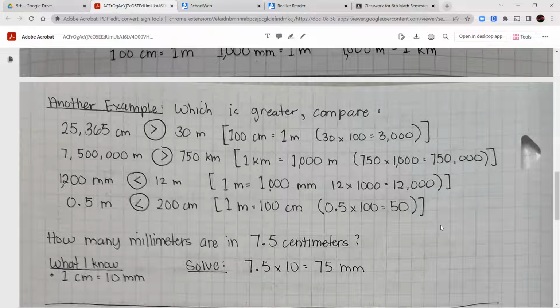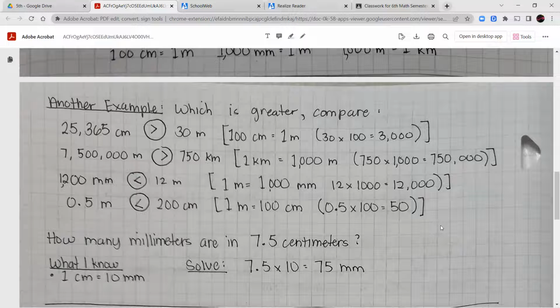My next example says 1,200 millimeters compared to 12 meters. Now, I already found out earlier in the lesson when we were doing examples that 1 meter is equal to 1,000 millimeters. So if I want to convert that 12 meters into millimeters, I'm going to do 12 times 1,000, or 12,000. So 1,200 millimeters is less than 12,000 millimeters, which means 1,200 millimeters is less than 12 meters.